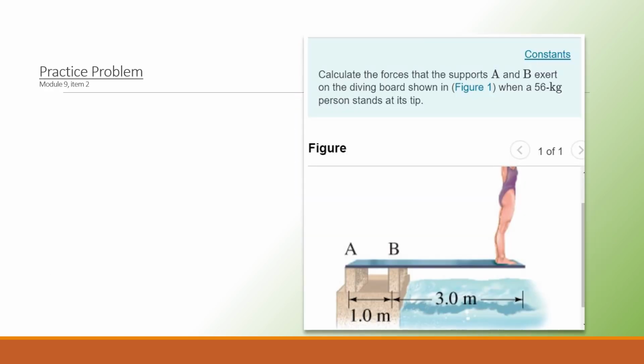So the practice problem is from Module 9, Item 2, and this is a torque problem, and it asks the torque that supports A and B exert on a diving board when a 56 kilogram diver stands on the end of it.